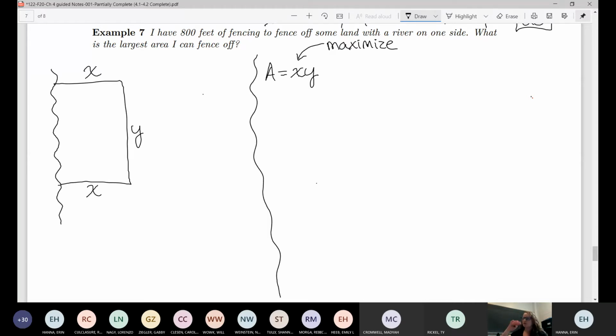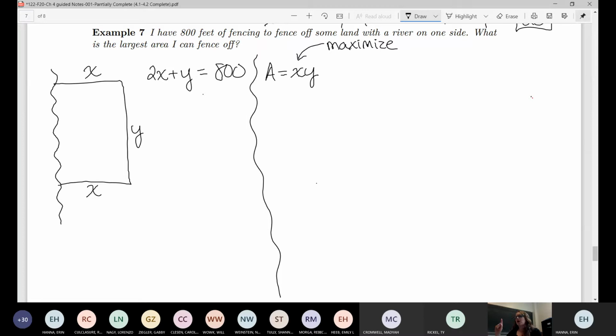So if we think about that, we have two sides that are x and one side that's y. If we take essentially the perimeter of what we're fencing, that would have to be equal to 800, if we're assuming we're using all of this fencing. If we want to maximize area, we should probably use as much as we can. So essentially now I have the function I want to maximize and a function that I'm going to be able to manipulate to replace one of the variables in the area equation.